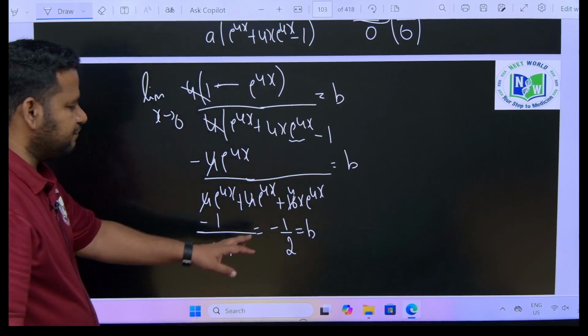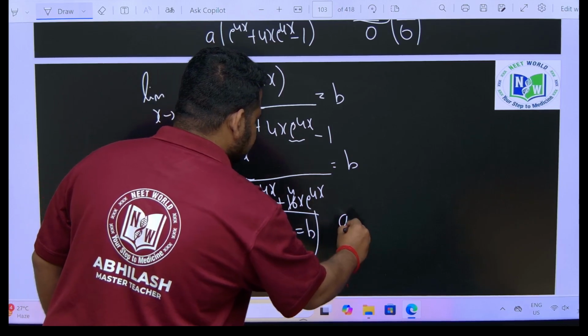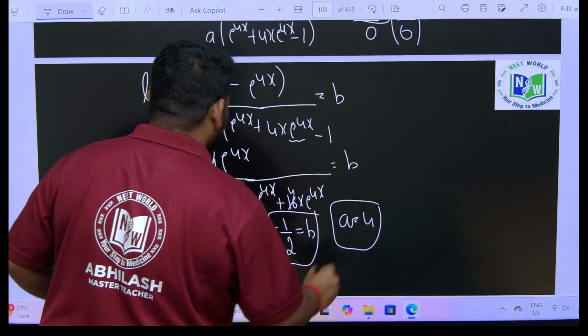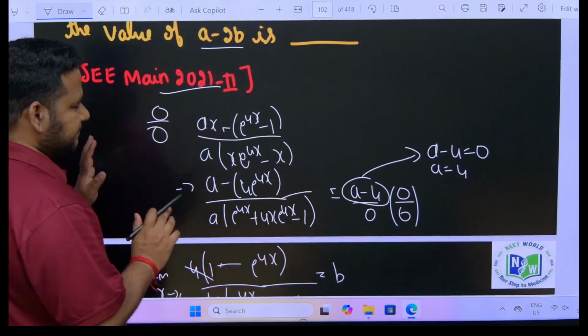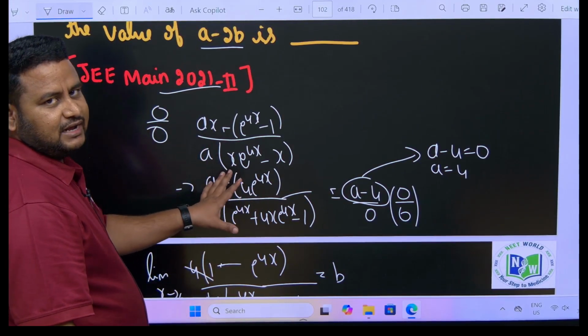So we got the value of b as minus 1 by 2. B is equal to minus 1 by 2, a is equal to 4. Now what are they asking? I am explaining in detail so that you understand. This product rule you should be very careful while applying.